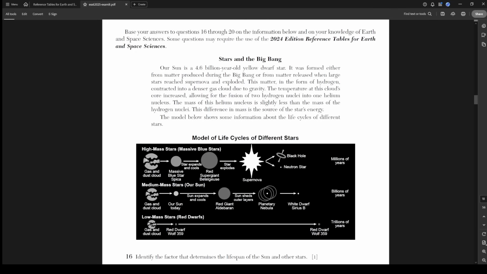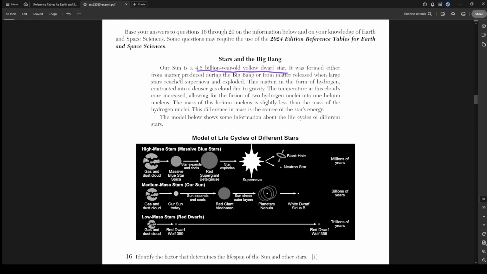All right, we're going to go to number 16. Base your answers to questions 16 through 20 on the information below and your knowledge of Earth's space science. Some questions may require the use of the reference tables. Okay, so we got stars and the Big Bang. Our sun is a 4.6 billion year old yellow dwarf star. Okay, that's maybe good to know.